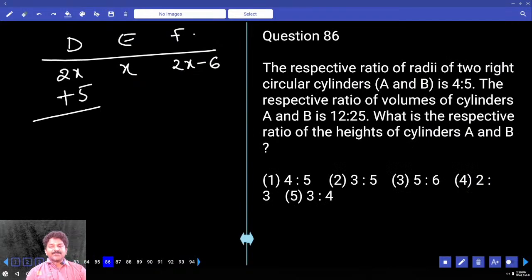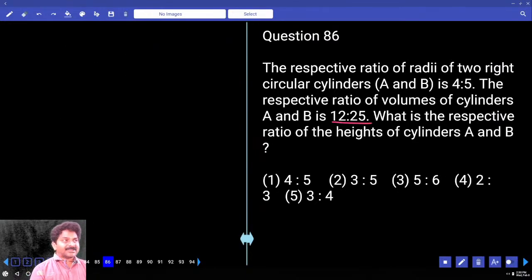The respective ratio of radii of two right circular cylinders is 4:5. The respective ratio of volumes of cylinders A and B is 12:25. What is the respective ratio of heights of the cylinders A and B? Now we were given 12:25. What is that? Volume ratio.